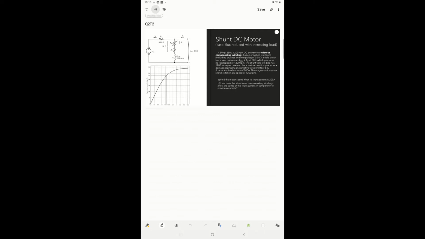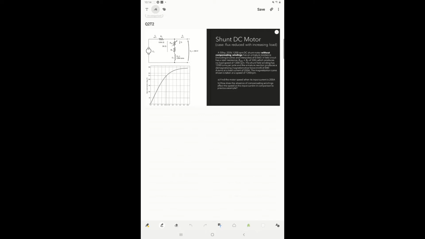Okay, so if you take a look at this example, everything else is the same, except now it says that the armature reaction produces a demagnetizing magnetomotive force. So demagnetizing means you will minus this amount of 840 ampere turns when there is a current flowing inside the armature. So the armature reaction happens because we don't have compensating windings, right?